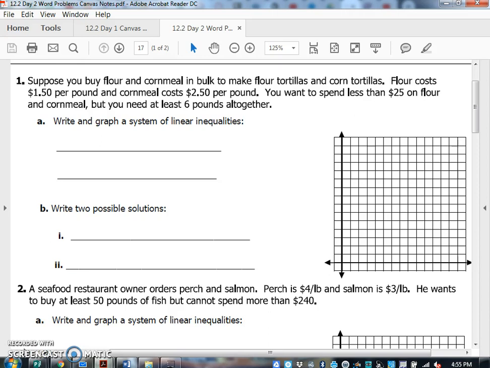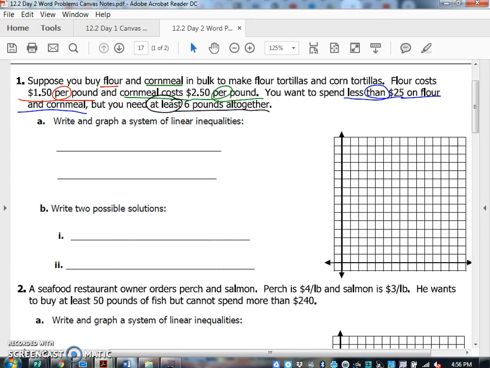All right, so let's talk about what we know. We're going to buy flour and cornmeal, and that's important. We know that we're buying two different things, flour and the cornmeal. And we want to make the flour tortillas and the corn tortillas. Our flour costs $1.50 per pound, and cornmeal costs $2.50 per pound. Now we're limited on what we can spend. We want to spend less than $25 on the flour and the cornmeal combined, but we need to buy at least 6 pounds altogether.